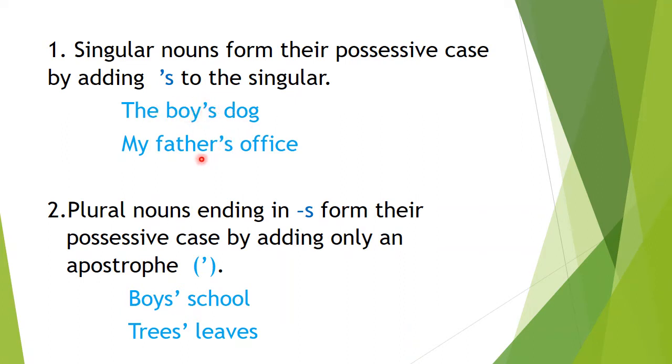Next again, father is singular, but we have to change it into possessive case. So at that time we will add apostrophe s. So, my father's office. Next is plural nouns ending in s form their possessive case by adding only an apostrophe. So when we are changing a singular noun into plural, and that noun ends with s, for example boy, its plural is boys, tree, trees. So when we have to change a plural noun that ends with s into possessive case, at that time just add an apostrophe. For example, it becomes boys' school, trees' leaf.